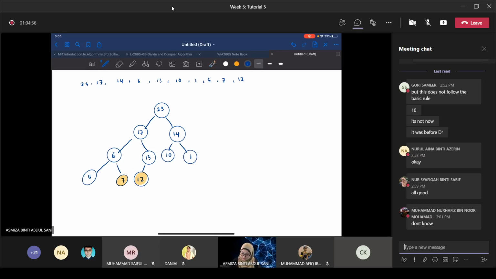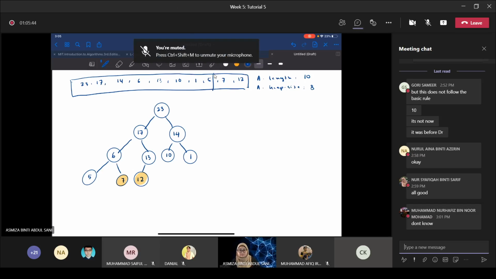So inside your array here, A.length is equal to 10, but A.heap-size is only 8, because only 8 elements follow the max heap property. Is that okay? Is that right? Are you good? So that is for question number 3, how to get the heap size. Does that answer your question? Yes or no? Yes, yes, doctor.